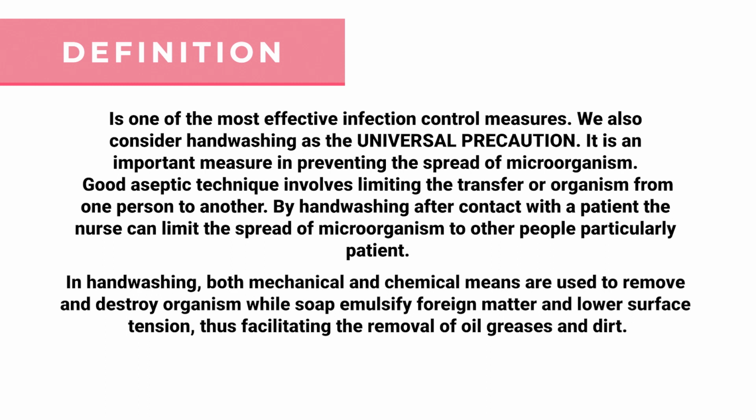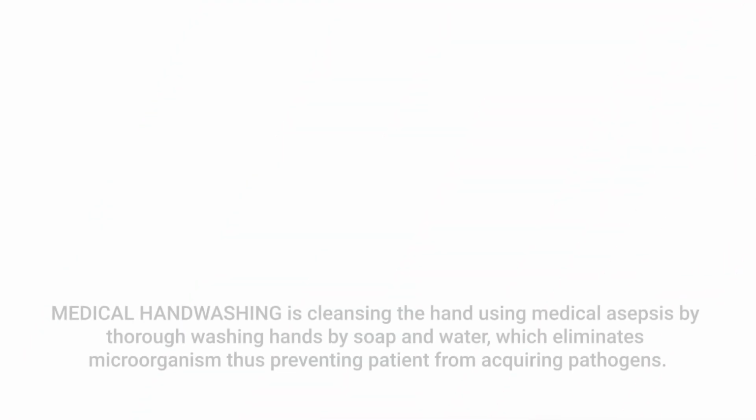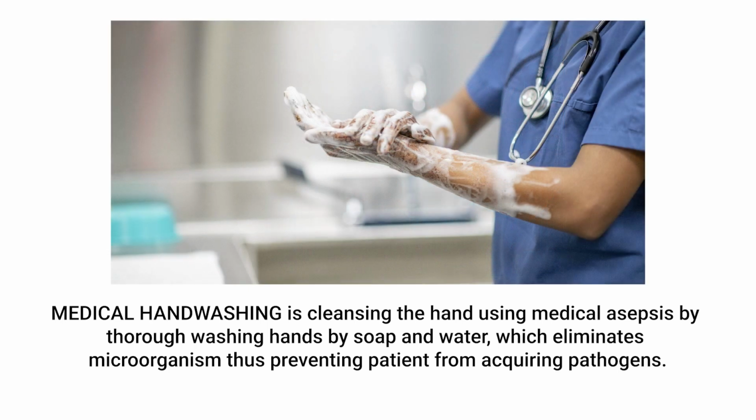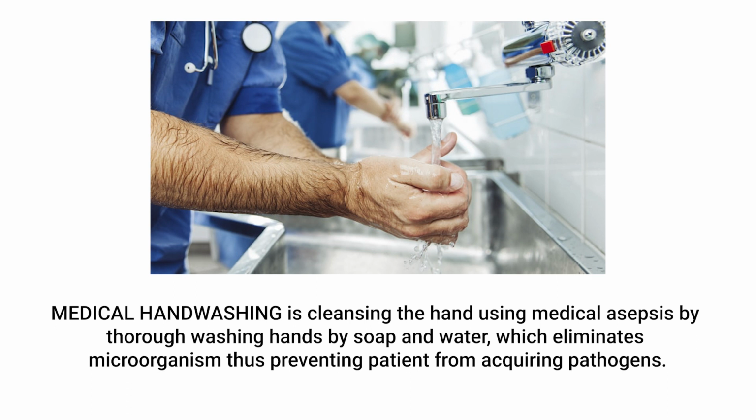patients. In hand washing, both mechanical and chemical means are used to remove and destroy organisms, while soap emulsifies foreign matter and lowers surface tension, thus facilitating the removal of oil, grease, and dirt. One type of hand washing is medical hand washing. Medical hand washing is cleansing the hands using medical asepsis by thorough washing of hands with soap and water, which eliminates microorganisms, thus preventing the patient from acquiring pathogens.